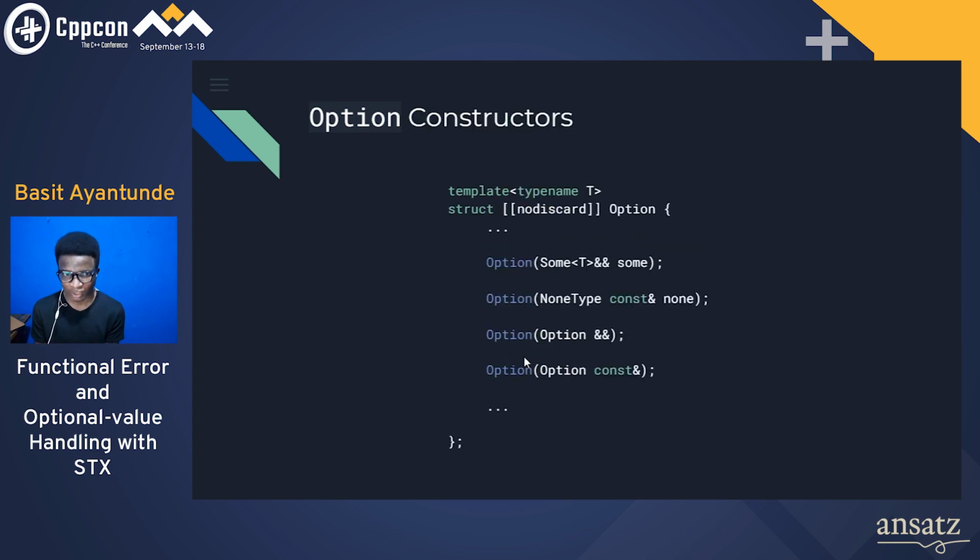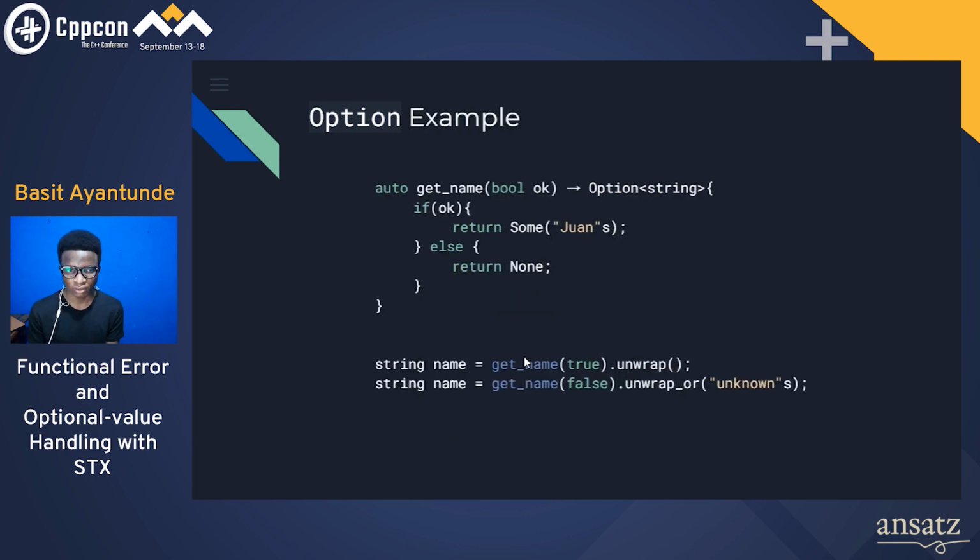The option struct has a few constructors. The sum type is used for tag dispatch to the value variant state, and the none type is similarly used for tag dispatch to the non-variant state. It also has some move constructors and copy constructors as usual. So let's see some examples of option.